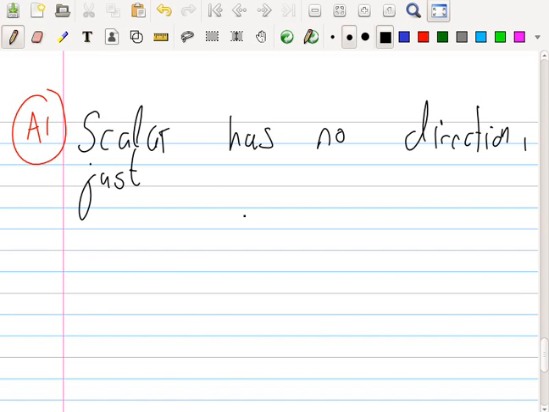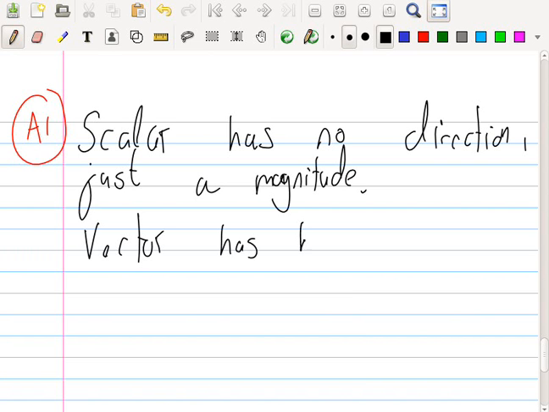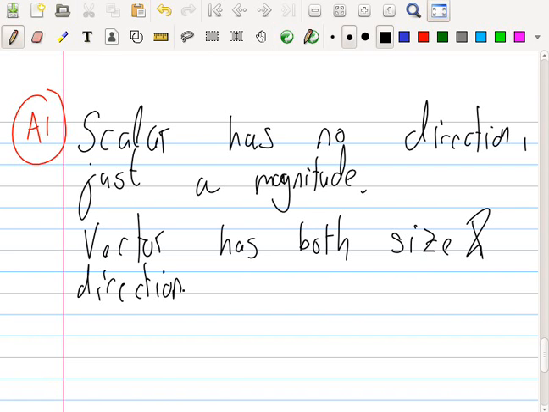Just a magnitude, whereas a vector has both size and direction. And, sorry about my handwriting, give an example too. So what's an example of a scalar? E.g. speed. And what's an example of a vector?